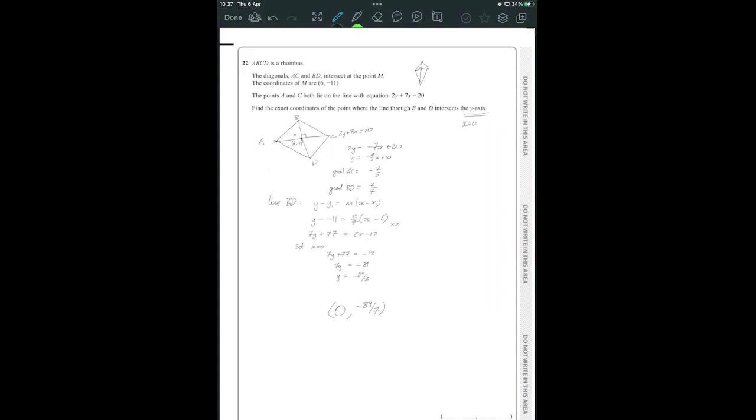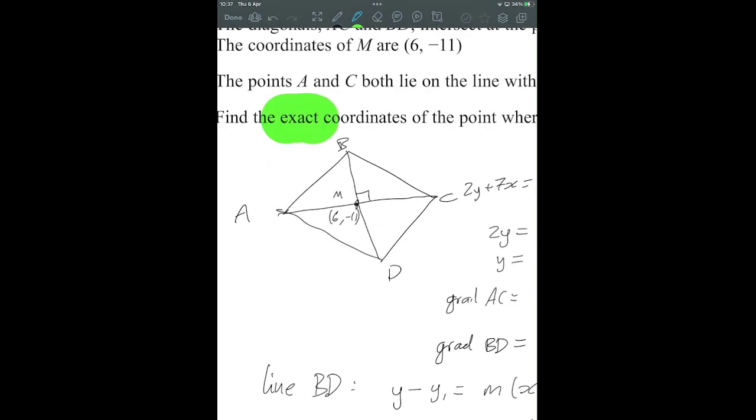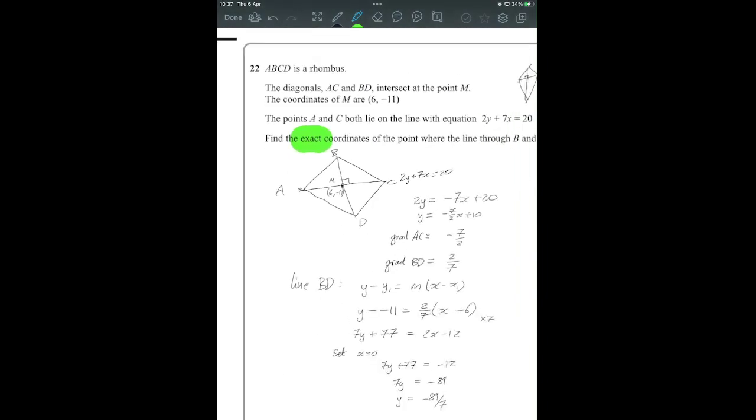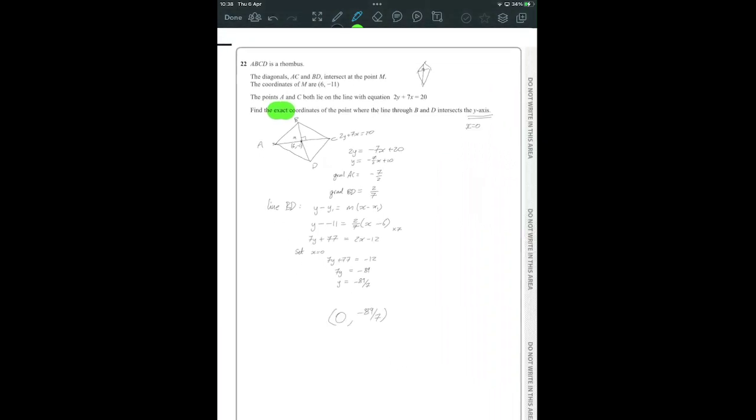So a couple of things to kind of notice or worry about. Firstly, that is such a horrible answer. Negative 89 over 7 is just unpleasant. I'm going to double check. It's not in the 7 times table. It's not. It's about 12.7-ish. However, the question did say find the exact coordinates, which implies that the coordinate is not going to be nice. Which implies it's not going to be a whole number and it is going to give you a fraction answer. So that makes me a little bit happier.